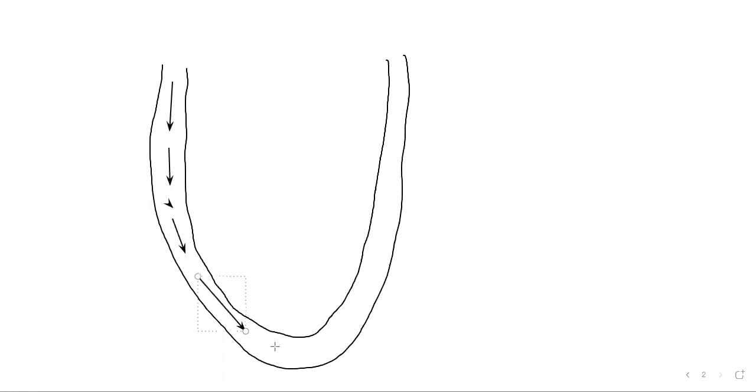We used black earlier, so let me use the same. This is Henle's loop, and I want to say about the flow. Renal fluid is going down in the descending limb of Henle's loop. This is the ascending limb of Henle's loop, where the flow is going up.